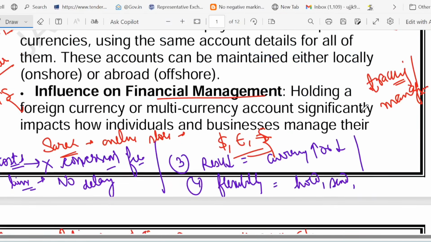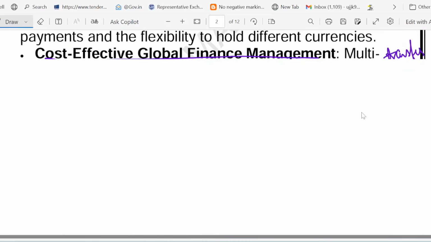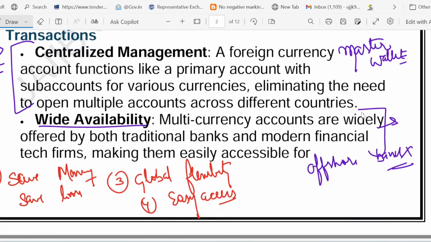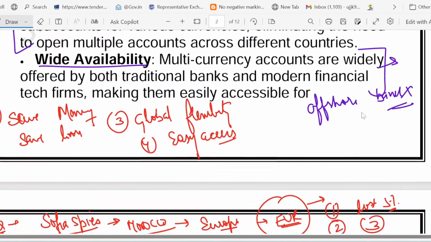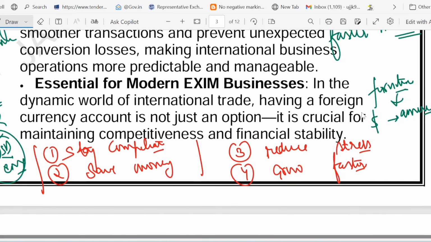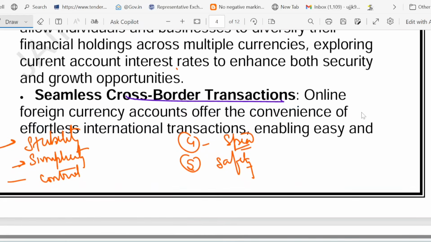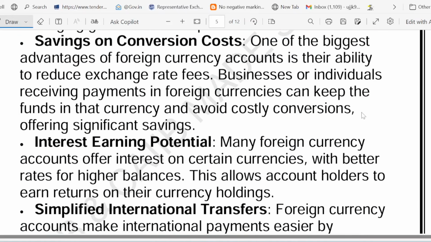First of all, I told you about the advantages of a foreign currency account. It helps in cutting cost, saves time, reduces risk, and increases flexibility. Second, it saves money, saves time, and provides global flexibility and ease of access. Then in the third slide we talked about how it helps cut down competition, save money, reduce stress, and grow faster. Then we talked about stability, simplicity, control, speed, and safety.